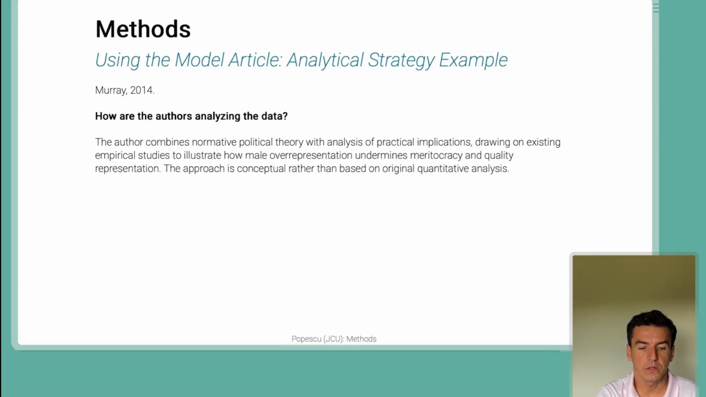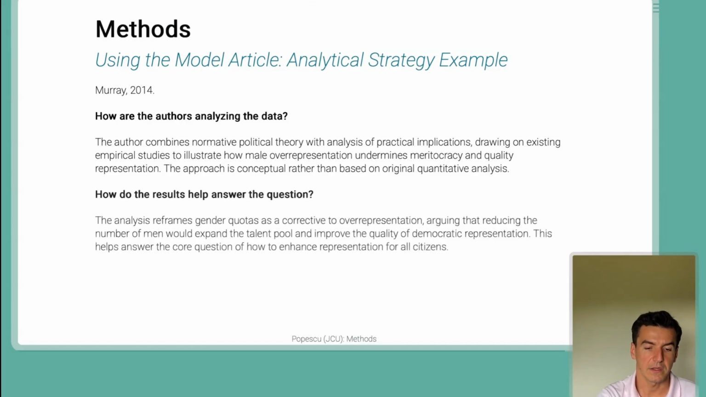So how are the authors analyzing the data? In my case, my model article, Murray 2014, the author is using normative political theory with an analysis of practical implications. He draws on existing empirical studies to show how male overrepresentation undermines meritocracy and quality of representation. So his approach is more conceptual than empirical, so it doesn't necessarily do the conventional quantitative analysis.